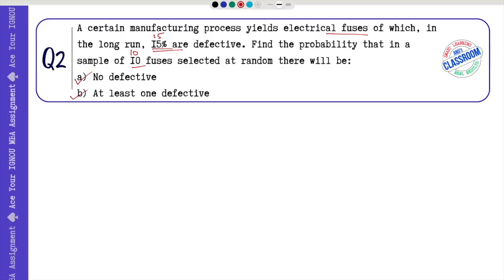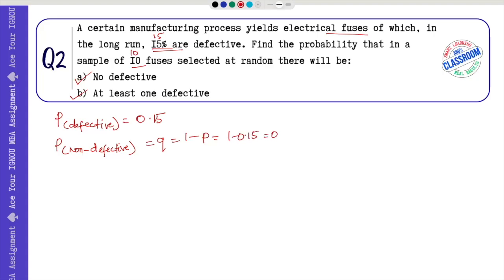So we are given the long-term data that 15% of the fuses are defective. This means if you randomly pick one fuse from production, the probability that it is defective is going to be 0.15. So what is the probability that it is non-defective, or in other words Q? That is going to be 1 minus P, correct? That is 1 minus 0.15, or 0.85. Yes? You are with me?